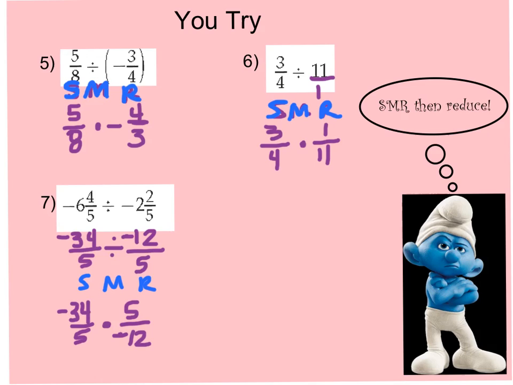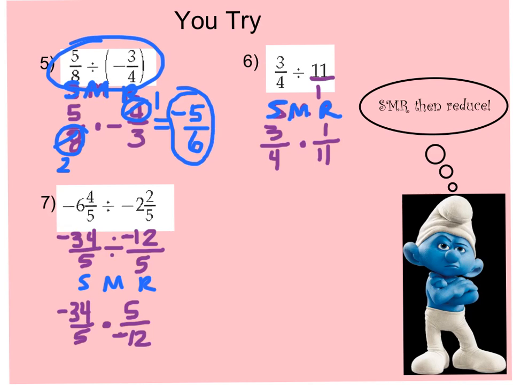Okay, so let's go ahead and check some of the reducing on these problems. On number 5, I can go ahead and reduce the 4 and the 8. If I divide 8 by 4, I get 2. 4 by 4, I get 1. So now I'm going to go ahead and multiply. If I notice in my original problem up here, it was a positive divided by a negative, so that's going to give me a negative answer.